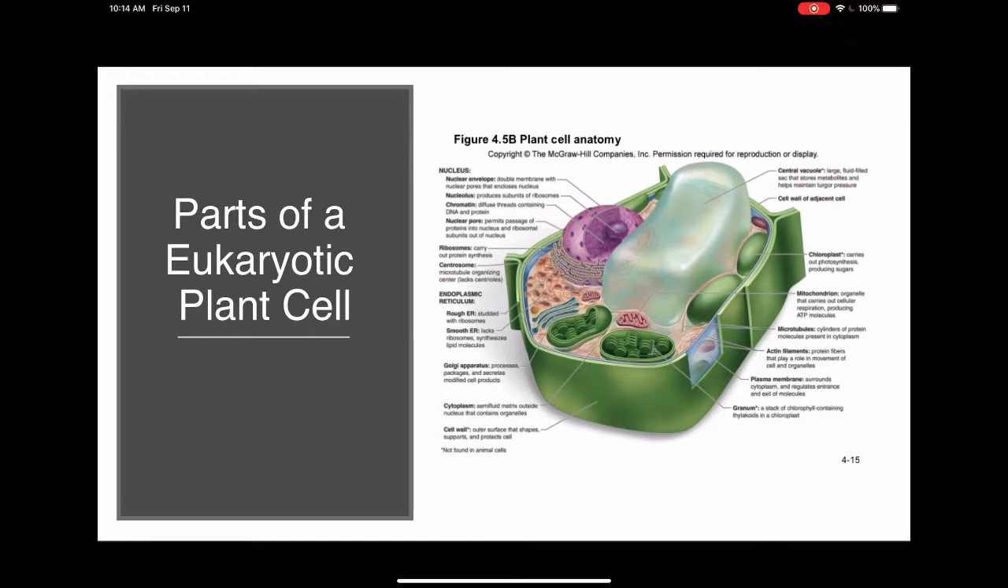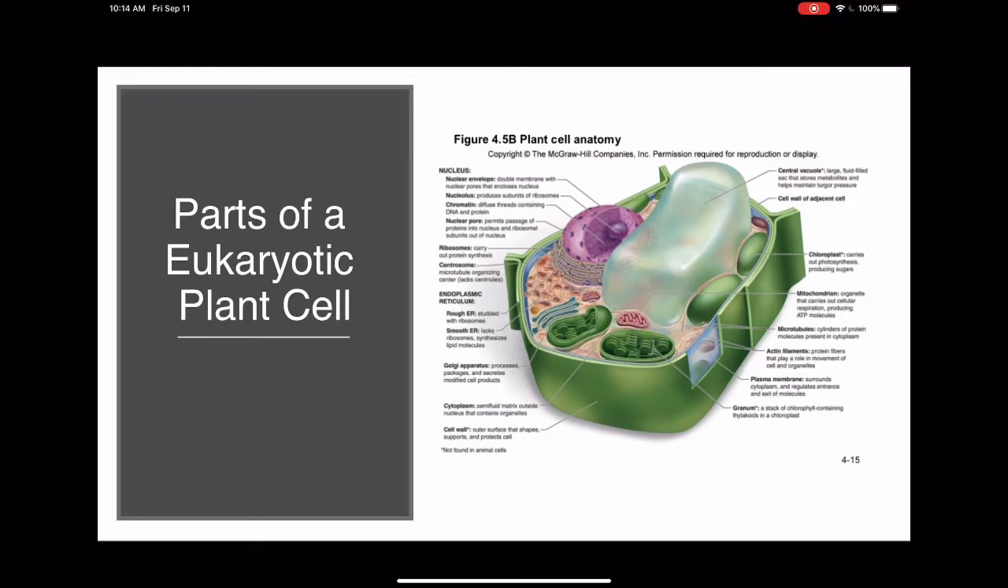And then the third important part of the eukaryotic plant cell is that central vacuole. So you see this giant structure in the middle, which is a large fluid-filled sac. It stores metabolites and helps to maintain turgor pressure. So the cell wall is important for structure, but the central vacuole also really helps to keep the plant solid.